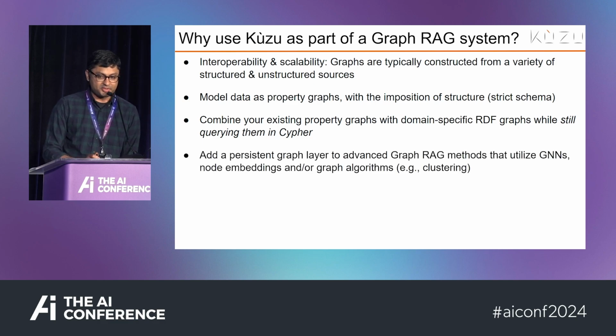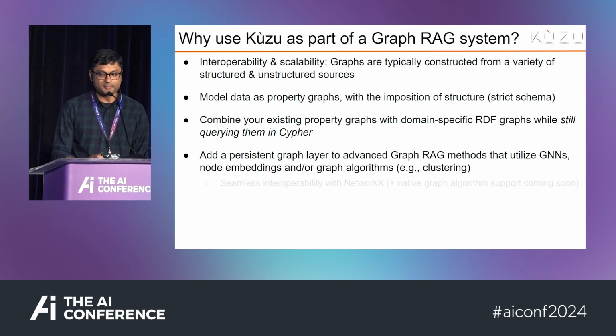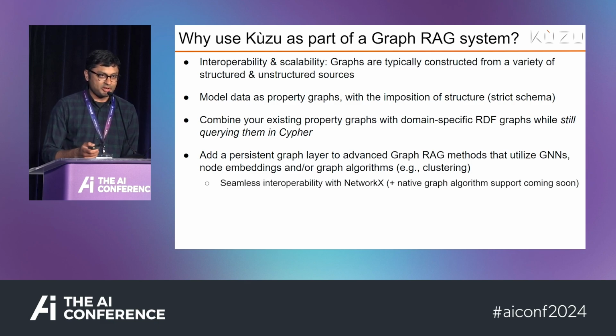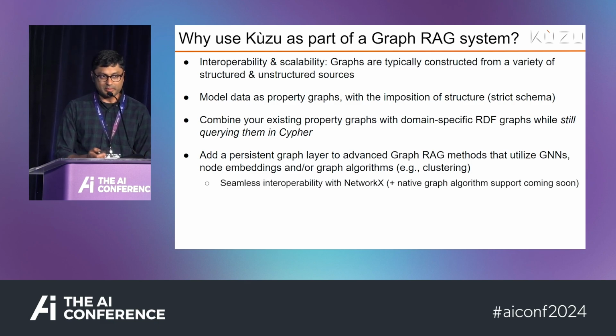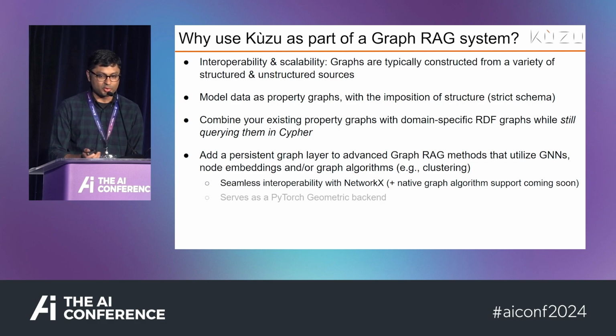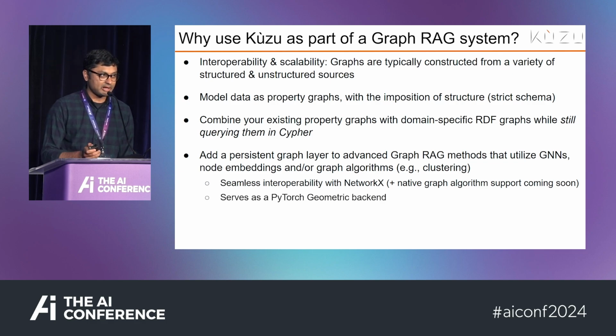And you can also add a persistent graph layer to your graph RAG methods when you have advanced methods like GNNs, node embeddings, and if you're using graph algorithms to enhance the process. And the reason why this is useful is seamless interoperability with libraries like NetworkX and also PyTorch Geometric. Kùzu directly serves as a backend for PyTorch Geometric, so you can directly run your machine learning pipelines on a persistent graph backend while persisting the features to disk.